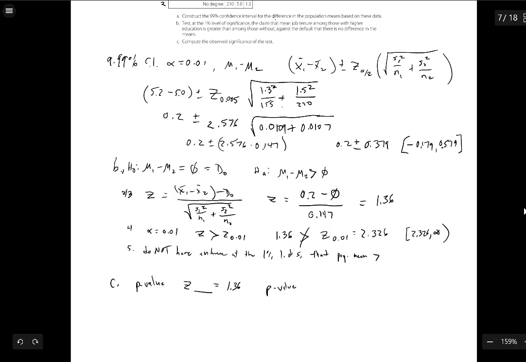The p-value out of that table is 0.0869. We could have looked at this as well by calculating the p-value and comparing that to our alpha value. The p-value of 0.0869 is greater than 0.01, so we don't have enough information to reject at that level of significance. Another way to look at it. All right, so there's our first problem in this chapter.